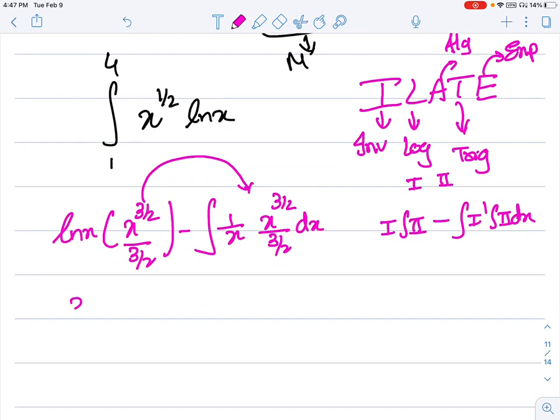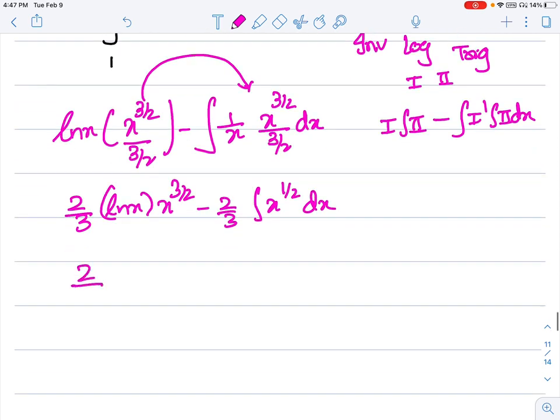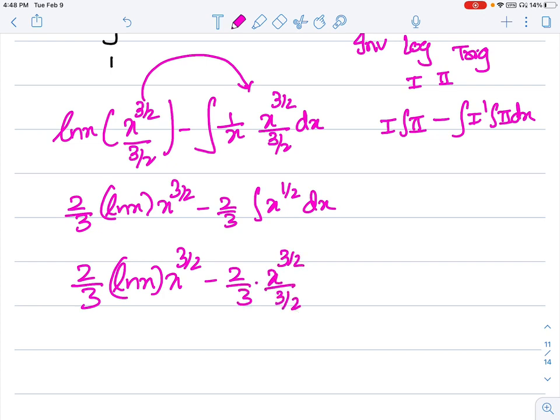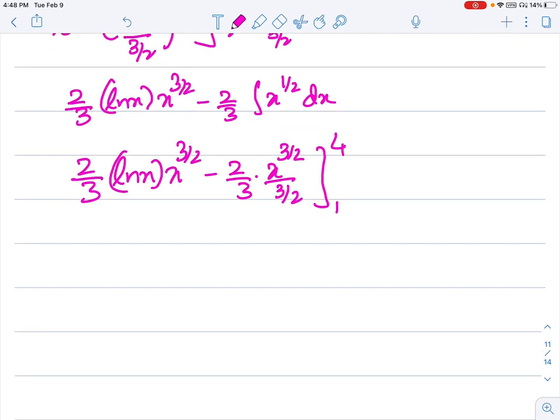So it becomes 2 upon 3 ln x times x power 3 upon 2 minus 2 upon 3 integral x power 1 upon 2 dx. So what does it become? 2 upon 3 ln x, x power 3 upon 2 minus 2 upon 3 times x power 3 upon 2 upon 3 upon 2. The limits are 1 to 4. Now I substitute the limits 1 to 4.